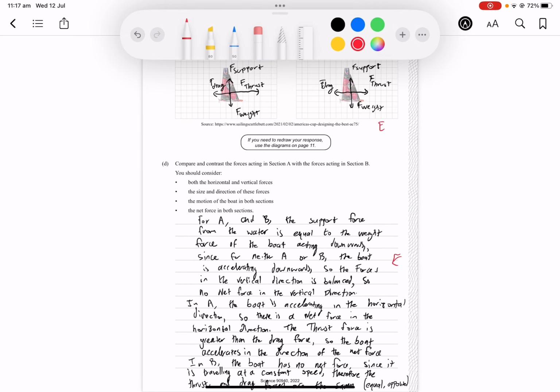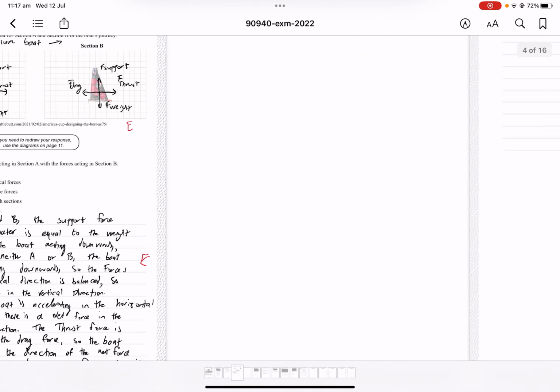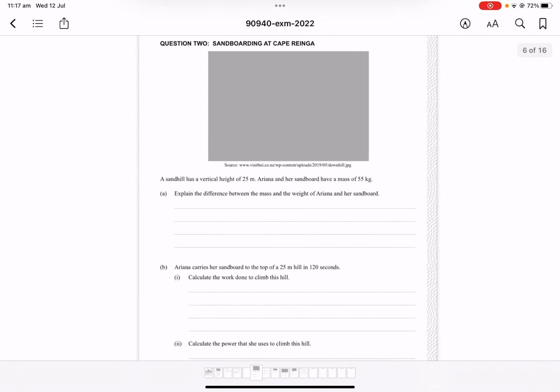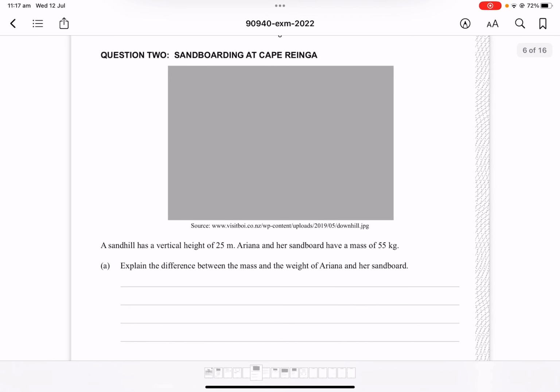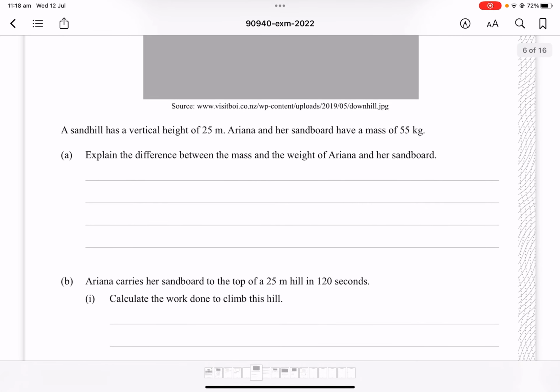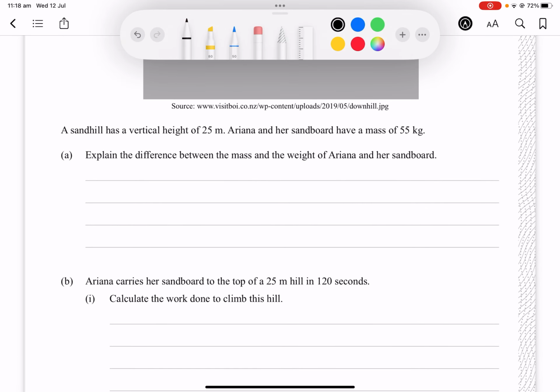Okay, let's look at question 2. We're going to be sandboarding at Cape Reinga. A sand hill has a vertical height of 25 meters. Ariana and her sandboard have a mass of 55 kilograms. Explain the difference between mass and the weight of Ariana and her sandboard. So the mass is referring to the amount of matter stored in Ariana and the sandboard, while the weight is referring to the weight force acting on Ariana and her sandboard due to gravity.